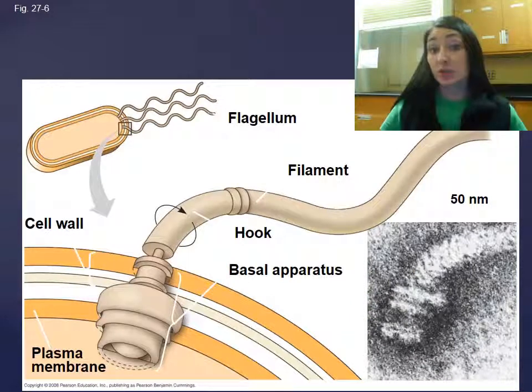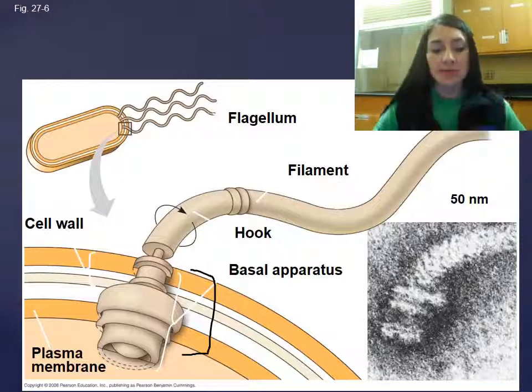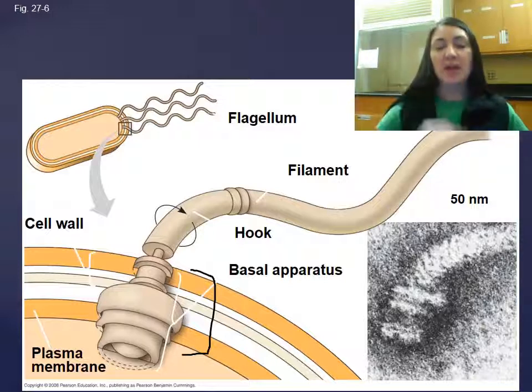Here's what your flagella would look like close up. You have an ATP-powered proton pump. So ATP is pumping hydrogen ions out of the cell, and as they diffuse back in, that's what powers your basal apparatus, which is what allows movement of the flagella.